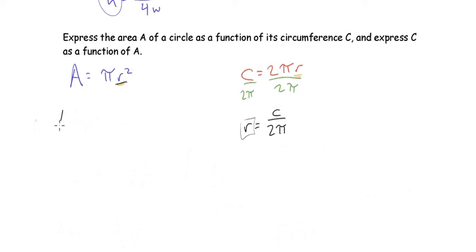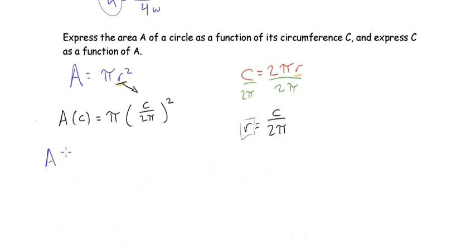So area, A of C, so area in terms of circumference, or as a function of circumference, is going to be pi times whatever the radius is equal to, squared. And we went ahead and found that already: the radius is equal to circumference divided by 2 pi. And so we can substitute that in. That's what radius is equal to. And now just keep on going.